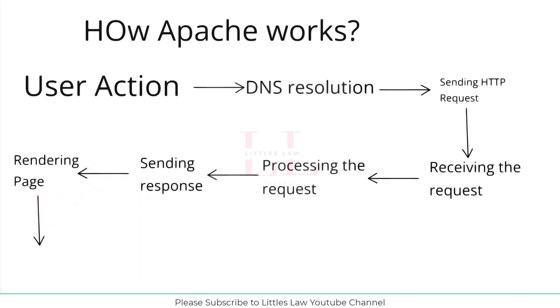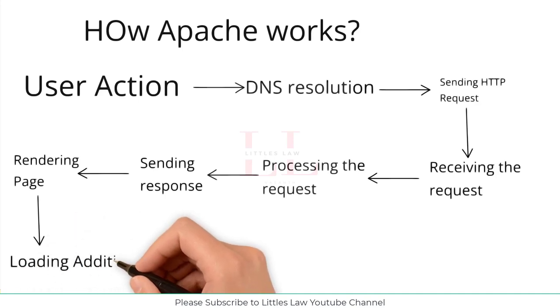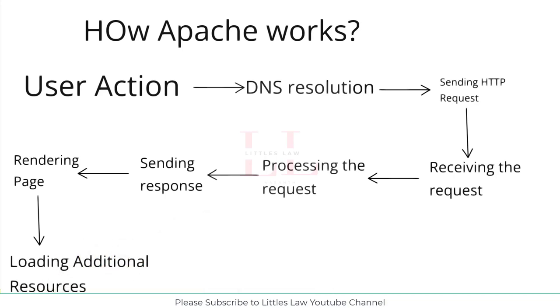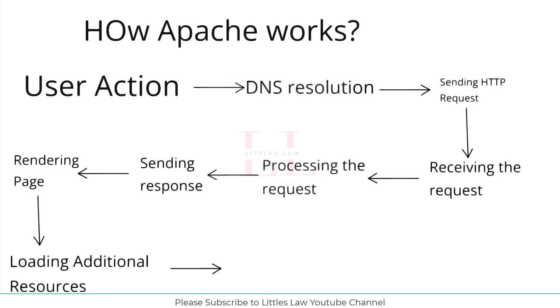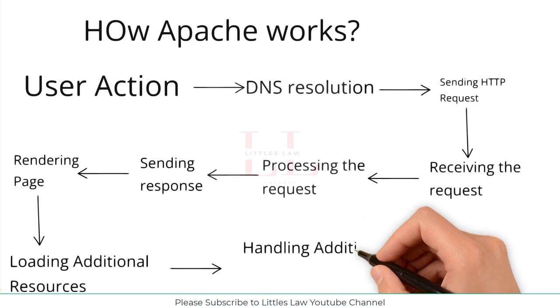And after we have rendered the page, the web server will still load additional resources. When I say additional resources, the HTML file contains links to additional resources like CSS files, JavaScript files, or any images. The browser will make additional HTTP requests to the web server for each resource. For example, if index.html references a CSS file, style.css, the browser sends another request, and that's what I showed you when I was showing google.com. It had lots and lots of supporting files like PNG files and everything.